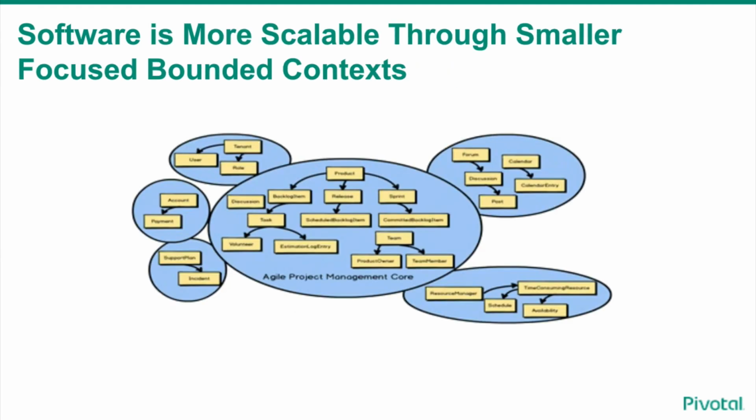Software is more scalable because bounded contexts are small and focused. You can scale bounded contexts as microservices, and these will help you to achieve greater success in team size, in focus on specific business goals, and help you to focus on other factors such as throughput and low latency.